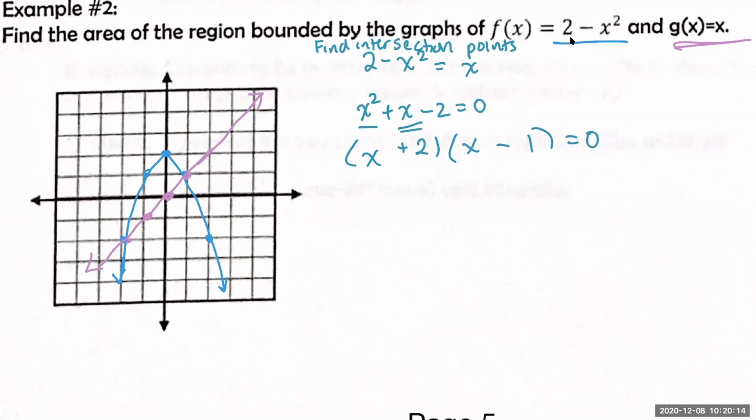So go back to your graph. Does that make sense? That sure does. It intersects at x equals -2 and x equals 1. Draw a rectangle. You're going to draw a representative rectangle somewhere within your graph here.